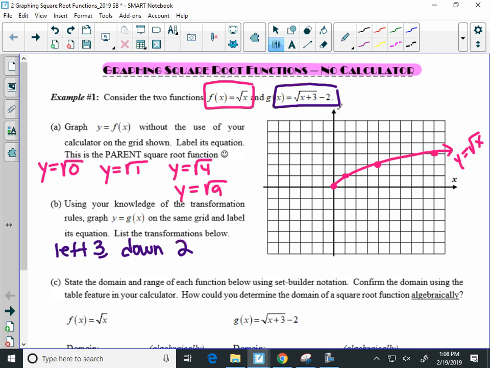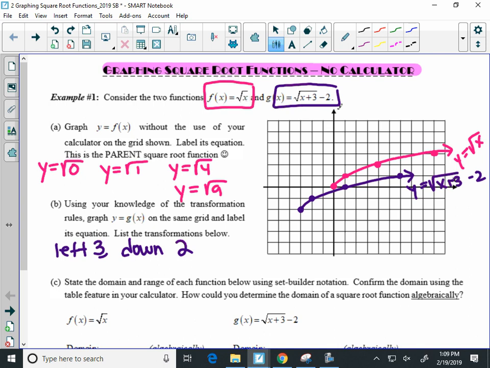So I'm going to take each of these points. I'm going to move them left 3 and down 2. So you just take each point that you already plotted and shift it over. And once you connect those, that purple graph you can label as your other equation.